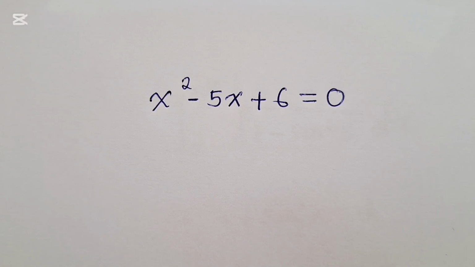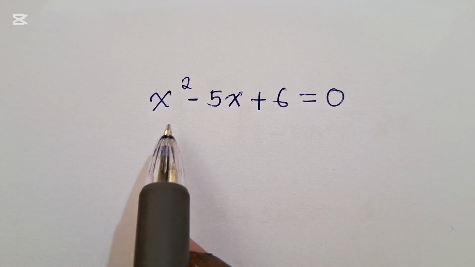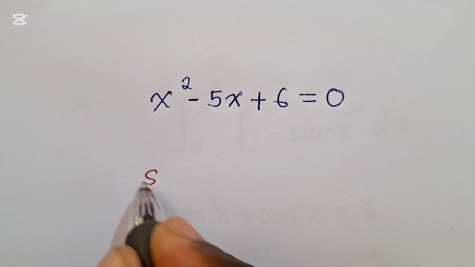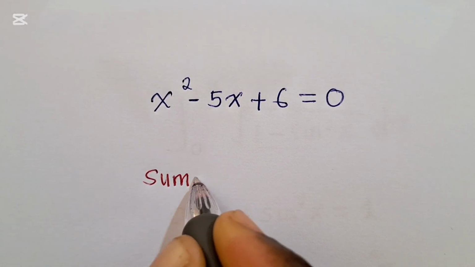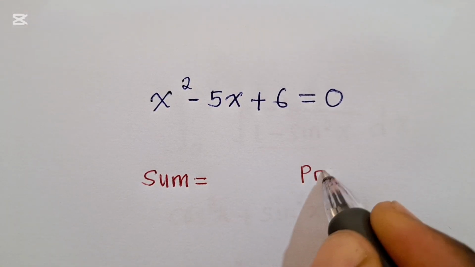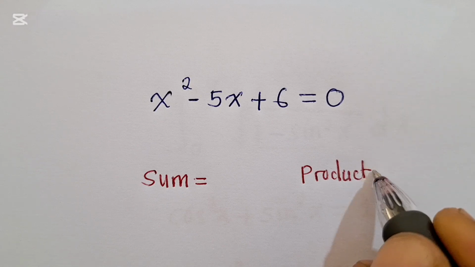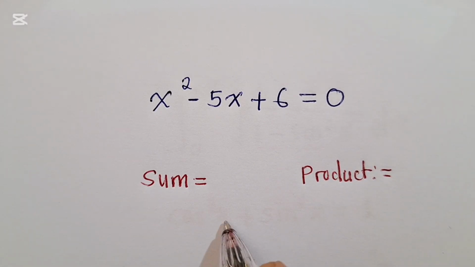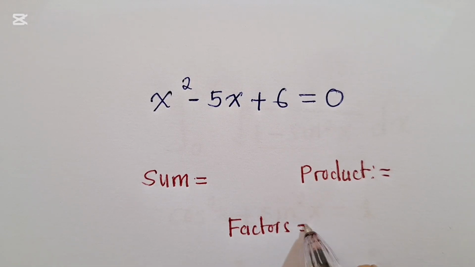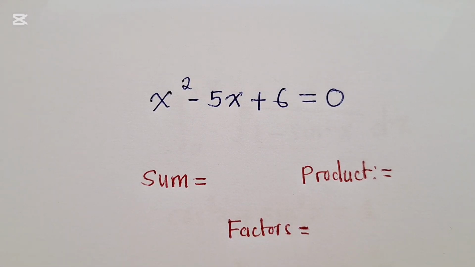This is Sichamba Jacob. All right, so to answer this question, we first need to identify what we call the sum. We also identify the product, and lastly, we identify the factors. So there are three things that we need to identify in order for us to answer this question. So let's start with the sum.